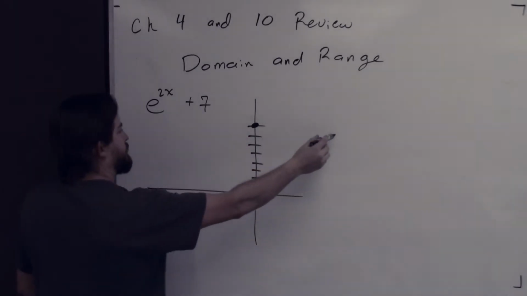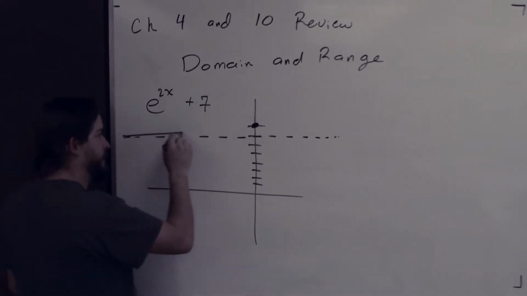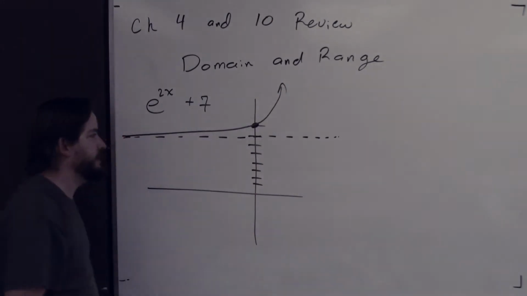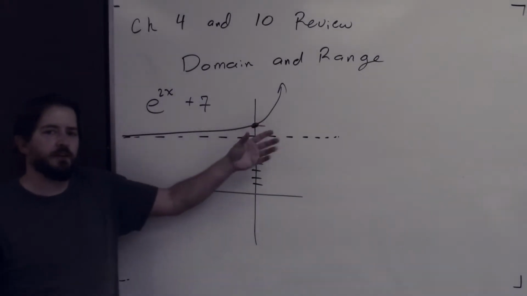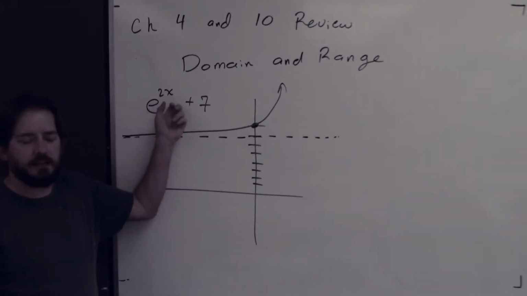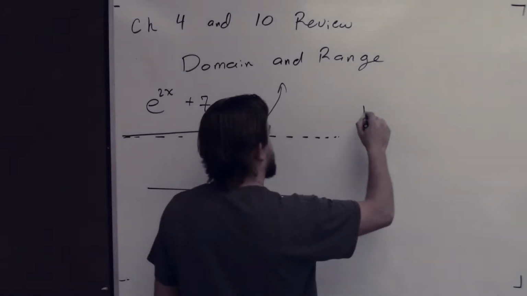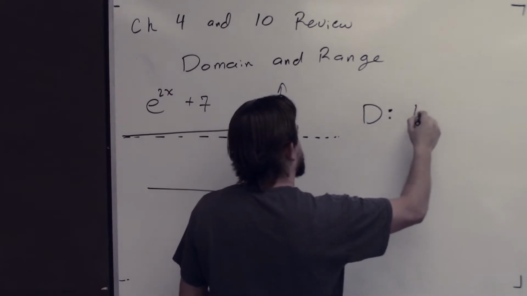The asymptote moves up by 7. And so I asymptotically leave that line, go through, and then increase. So you can see the domain is not affected. I can still plug in any x value in here, double it, and then take e to that power. So all real numbers for my domain is still the case.